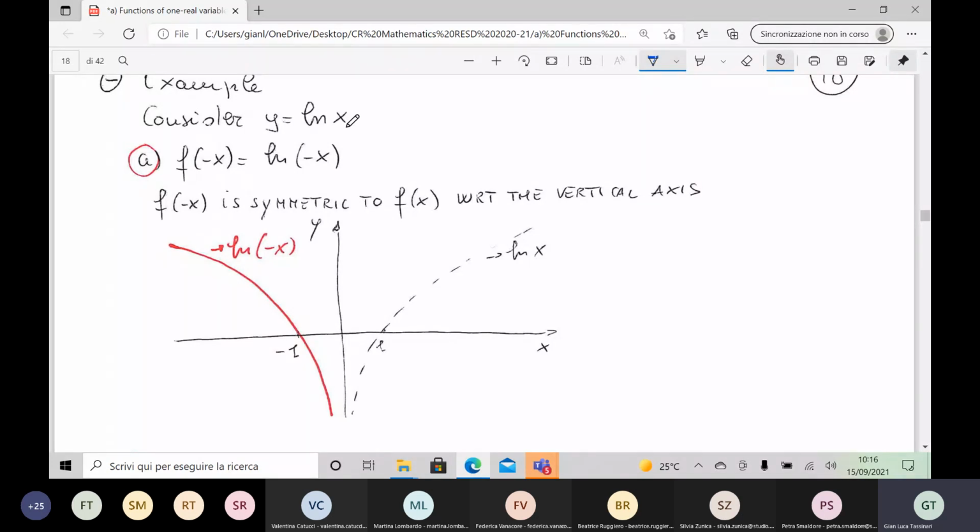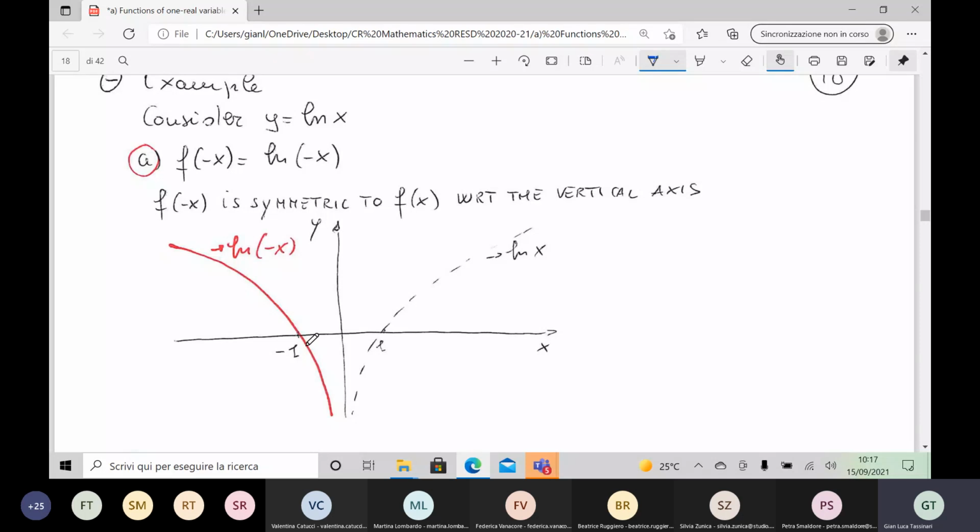And you know that the graph of the logarithm is something like this when the basis is bigger than 1, and it passes through the point 1, 0. And I do it with a non-continuous black line. But I wanted to plot here the graph of f of minus x, which is ln of minus x. Well, as I told you, the relationship between f of x and f of minus x is the relationship between the graph of a function and its symmetric with respect to the vertical axis.